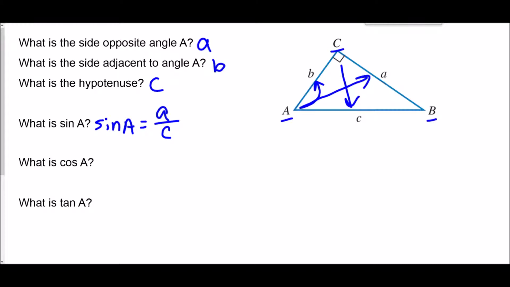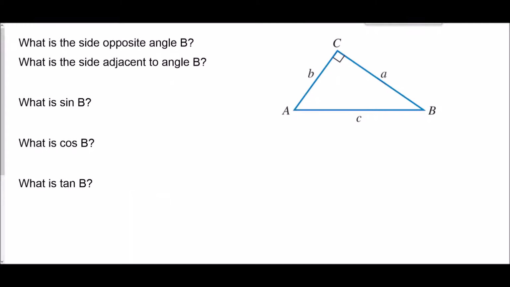The cosine of A. So cosine is adjacent over hypotenuse. That's what we had on the last slide. So cosine of A is adjacent, and we know the adjacent is B, and the hypotenuse is C. And then the tan of A. So the tan is opposite over adjacent. The opposite side is A, and the adjacent is B. So tan of A is equal to A over B.